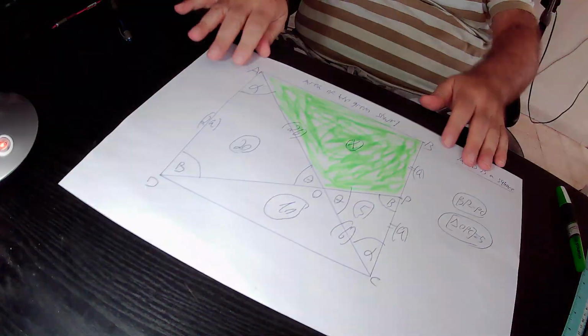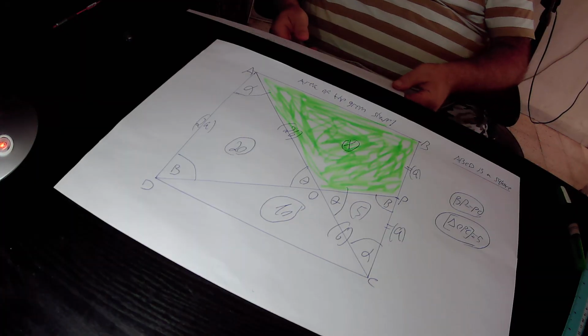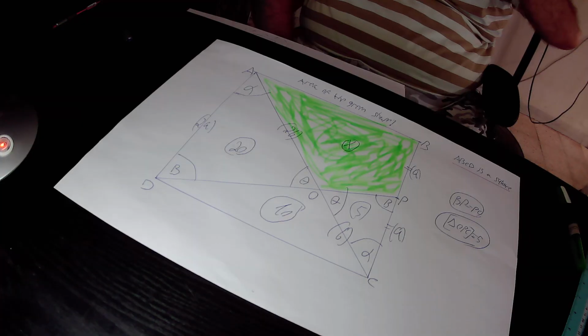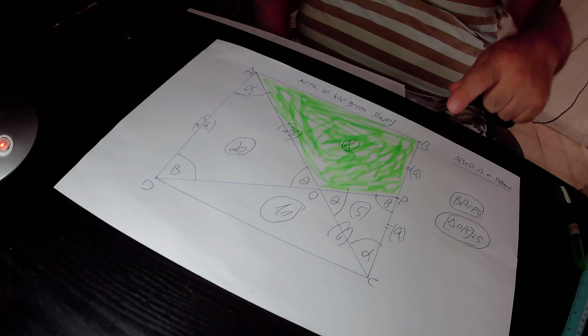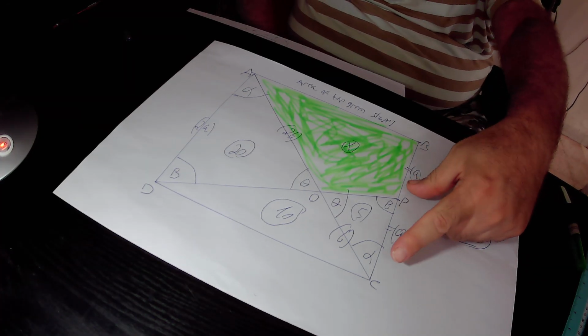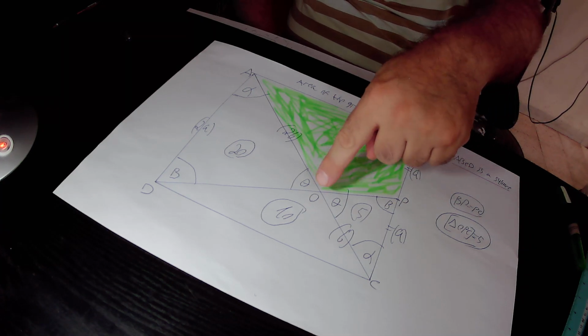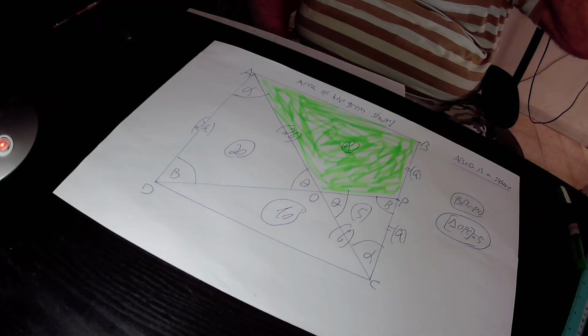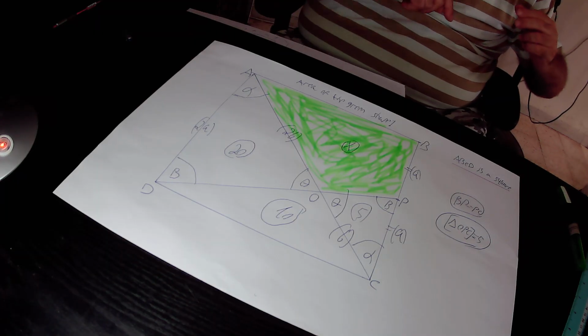The second question: our mission is to find the area of this green shape. So in the drawing we have square ABCD. We also know that line segment BP equals line segment PC, and this small triangle is equal to 5 square units in its size according to what is given in the question. Again, our mission is to find the area of this green shape.